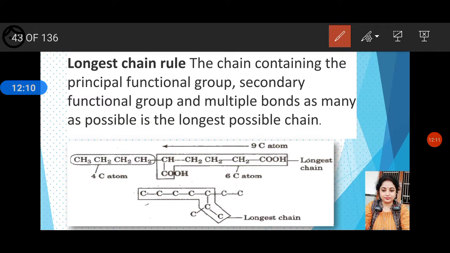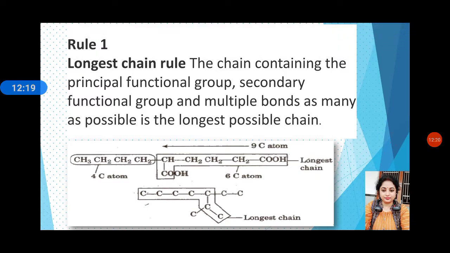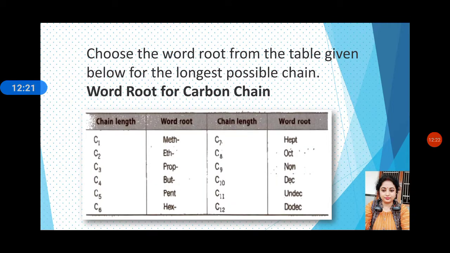What is a root word? Before the chain rule, I have to explain all these things. The root word is the basic unit, indicating linear or continuous chains of carbon atoms. Chains containing 1 to 4 carbon atoms are known by special root words, while chains from C5 onwards are known by Greek number roots.